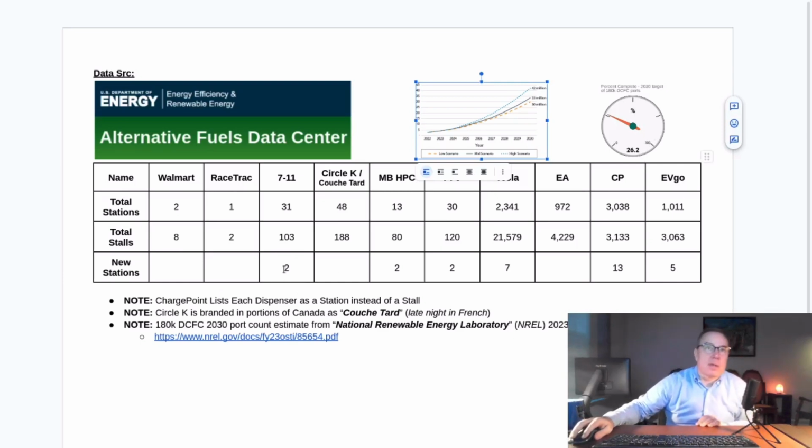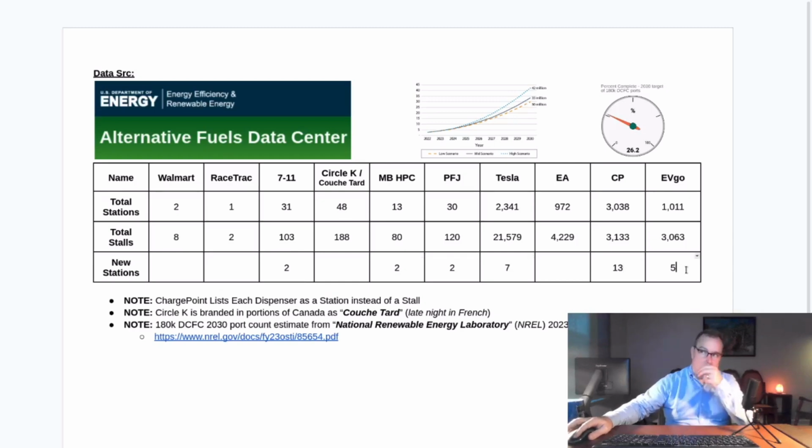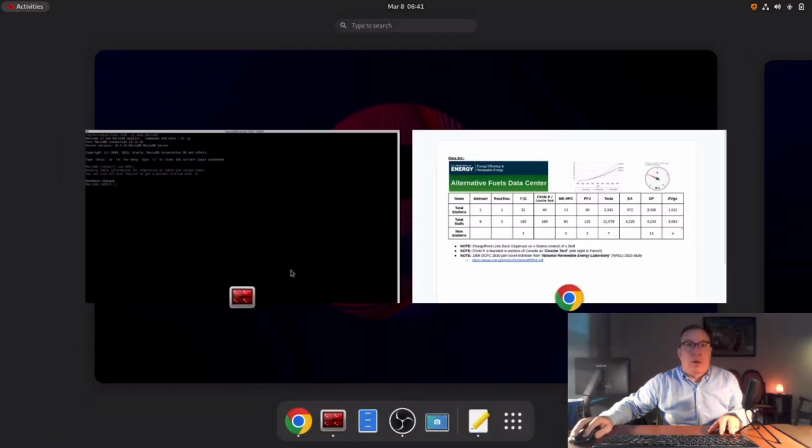This week, 7-Eleven added 2. Mercedes-Benz Charging Hub added 2. Pilot Flying J added 2. And these are stations. Tesla Supercharger added 7. ChargePoint added 13. EVgo added 4. There was just a data error that I had to clean up. Okay, let's go to the data.